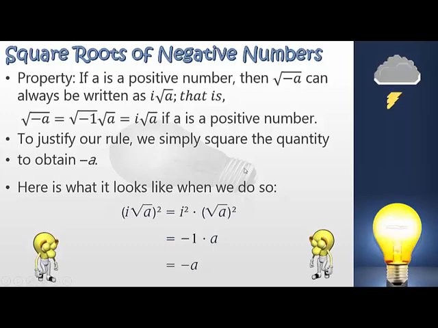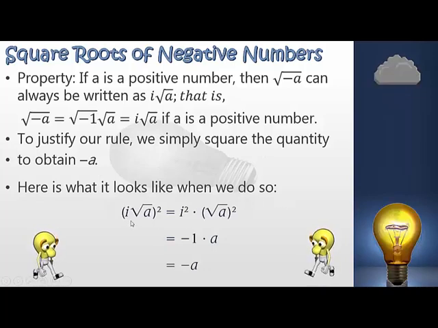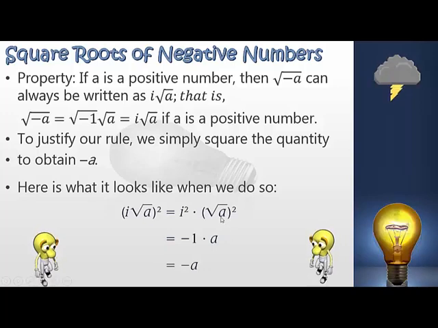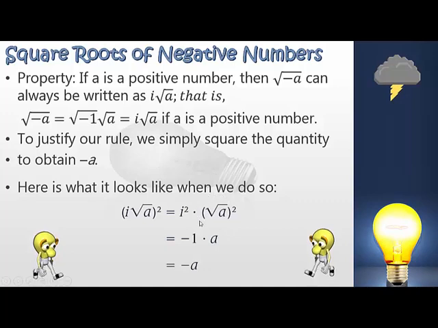So to justify our rule, we simply square the quantity. For example, here is what it looks like when we do that. We have i squared, remember we said i squared was equal to -1. So we're going to square this whole quantity, and we said i squared is equal to -1. And here is our other part. Now remember when we said the square root of a squared will be a itself, and then ultimately we get -a.